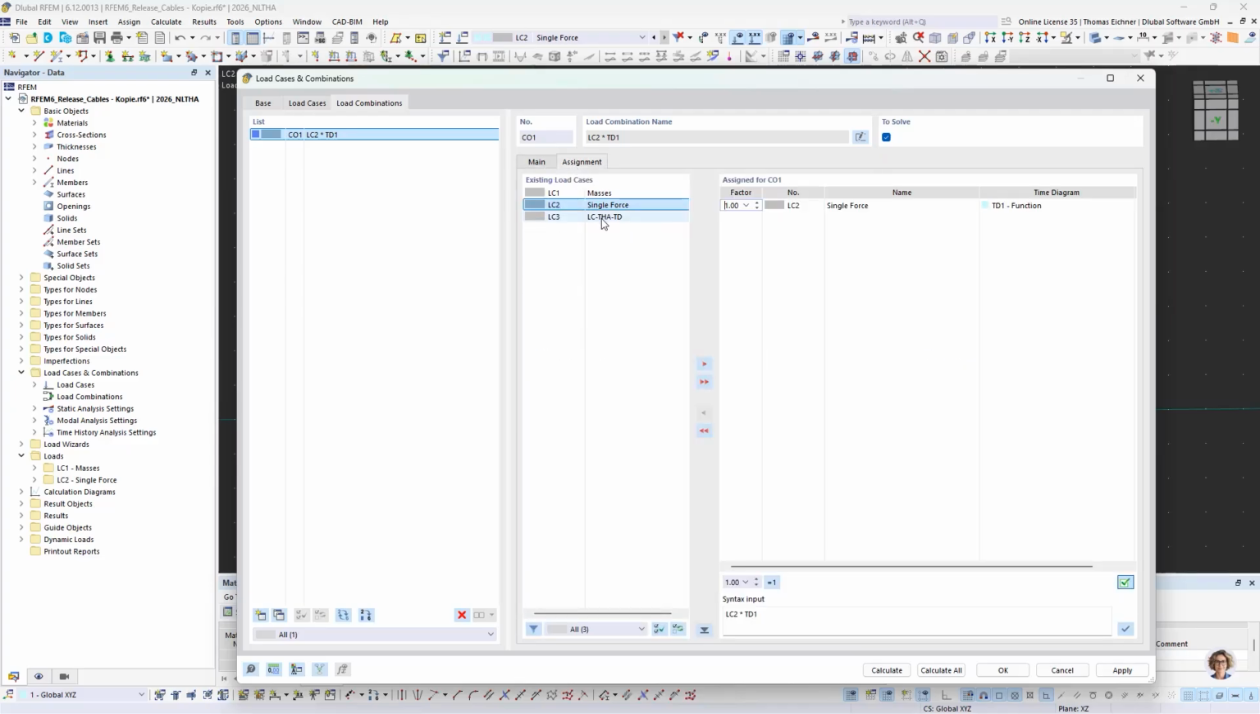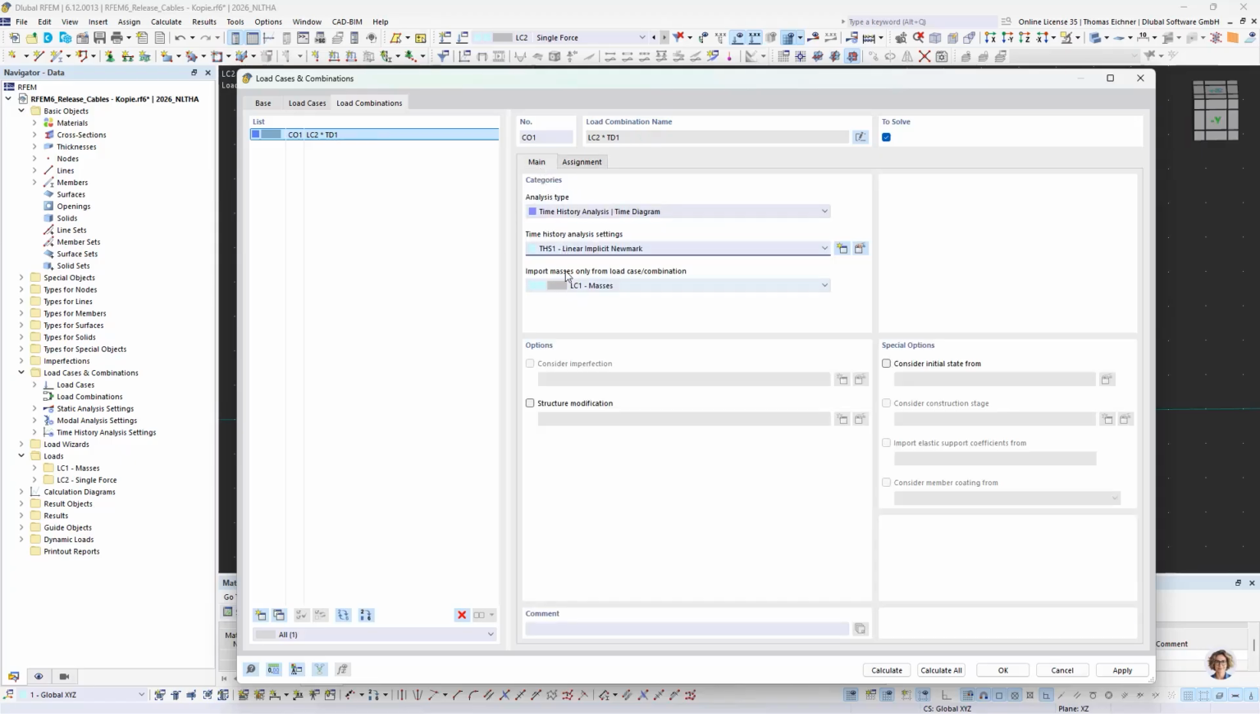We could also go for this direct. We could use that, and it's automatically filled with the right time diagram that is used in this load case. But we don't need that. Okay, so here we will go for the differentiation. We will make one for the linear time history analysis, and we will also go for one for the nonlinear one. So let's call it COTHA time diagram.